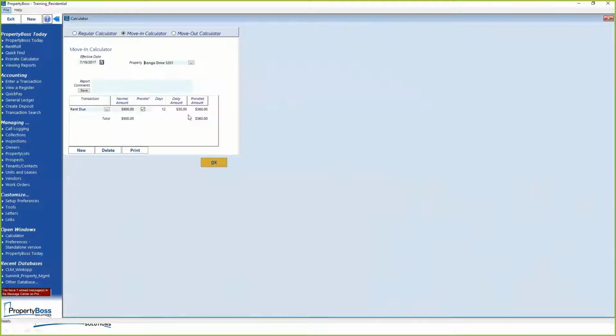It does not populate a transaction, but it does give you the accurate proration amount. So when you're giving a quote to somebody for that proration, you can use this calculator to help you with that.